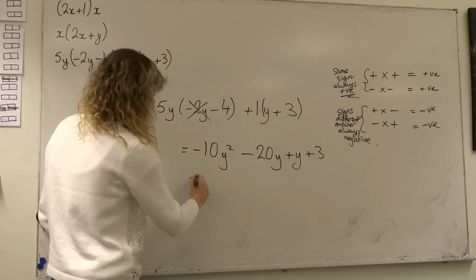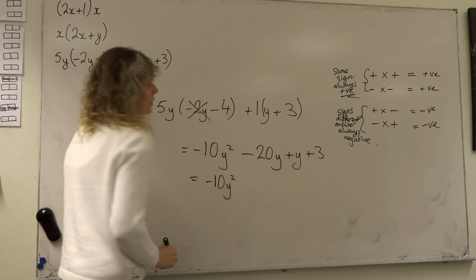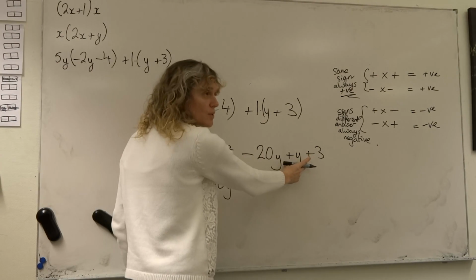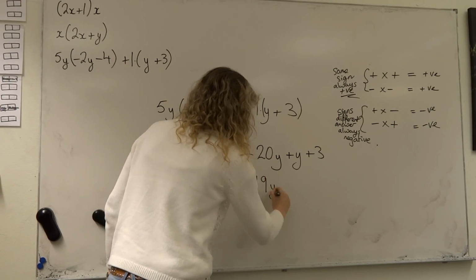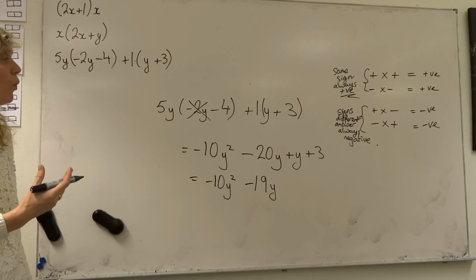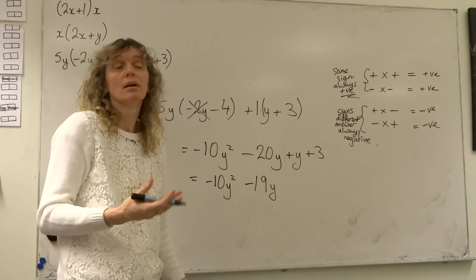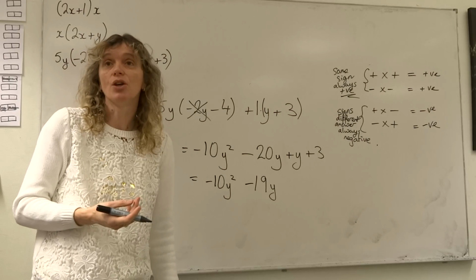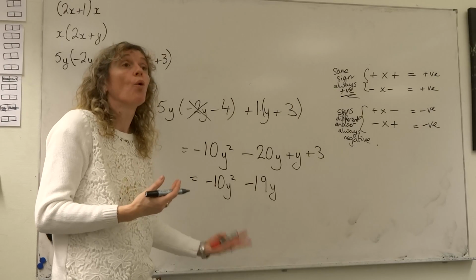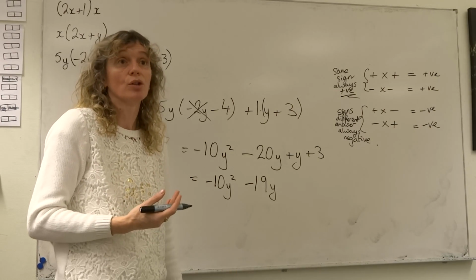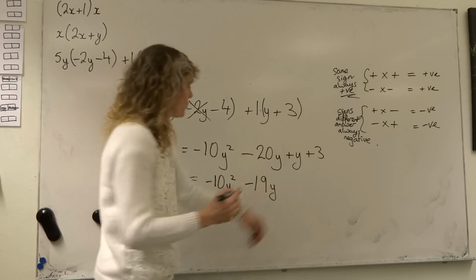What do we get now? We get that we have minus 10y squared minus 20y plus 1y. Well, minus 20 plus 1 would give us minus 19y. We've got one yacht, and we take away 20. How many would we be missing? We'd be minus 19 yachts down. If we had one yacht that we could sell, and we got an order for 20, we'd need to build 19 more yachts. Okay, we're 19 yachts down. And then plus 3 at the end.